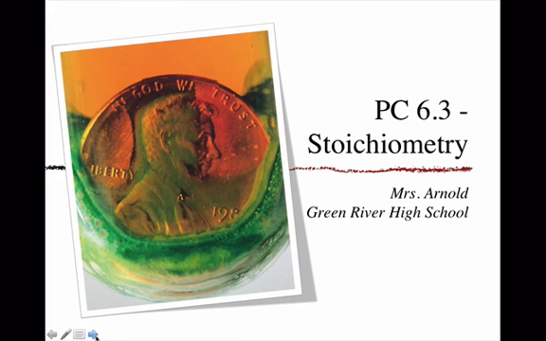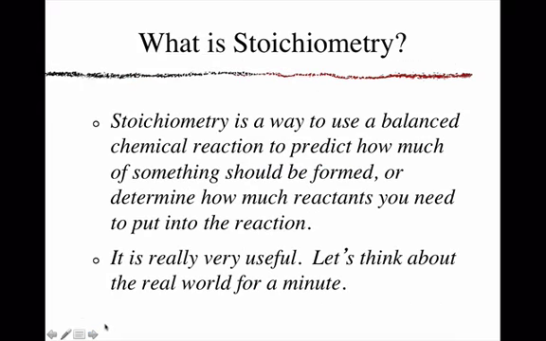Okay, this is podcast 6.3 for chemistry, and we're going to talk about stoichiometry. Stoichiometry is a way to use a balanced chemical reaction to predict how much of something should be formed. We can also use it if we want to produce a certain amount of product, to figure out how much of the reactants we should put in. The whole idea is that you take a balanced chemical reaction and manipulate it to tell you what you want to know.